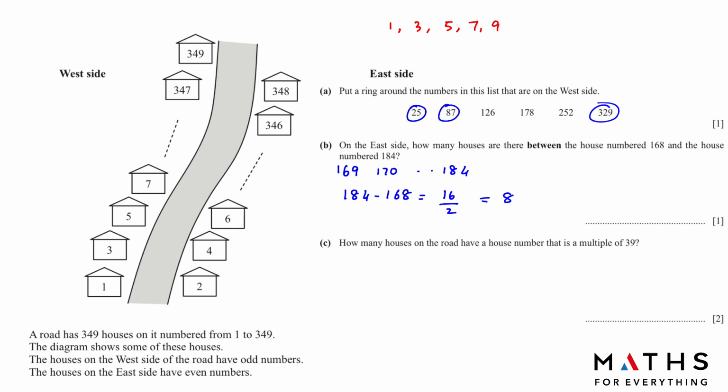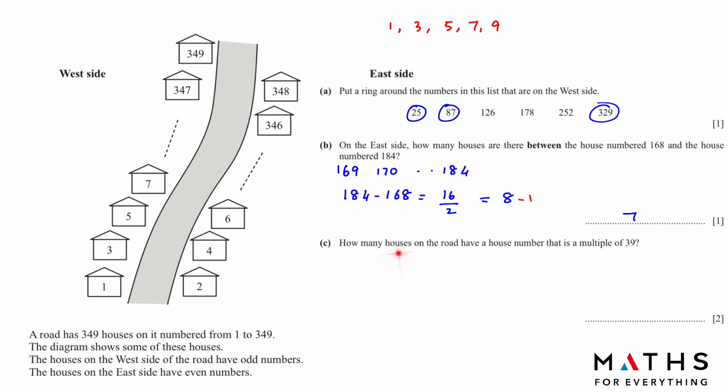But remember that we only have to take the numbers between 168 and 184. So if we are subtracting, the number 184 is also included in it. Therefore, for the final answer, we have to minus 1. That is 7 houses. If you find this confusing, just write down the numbers and circle the ones that are even. You will get your answer. It's a 1-mark question and every mark counts.